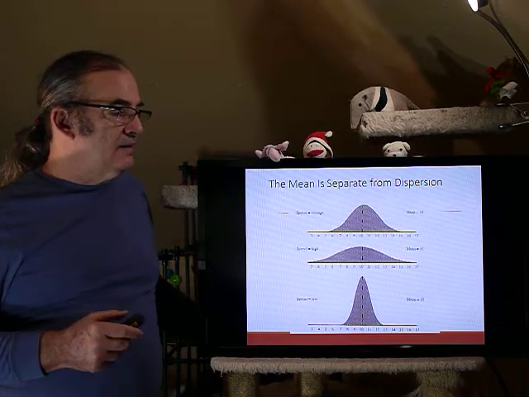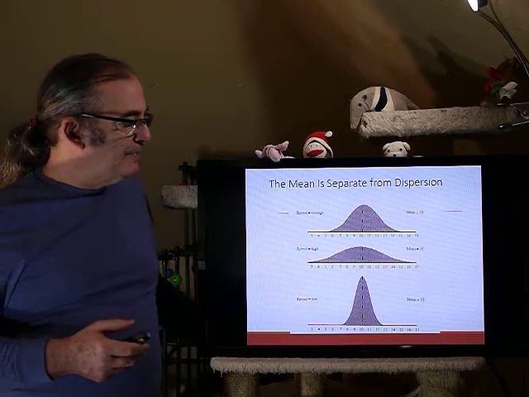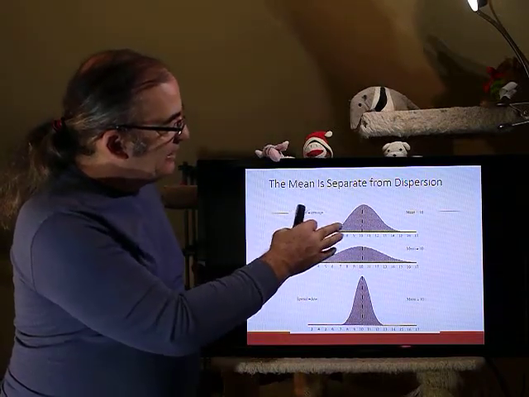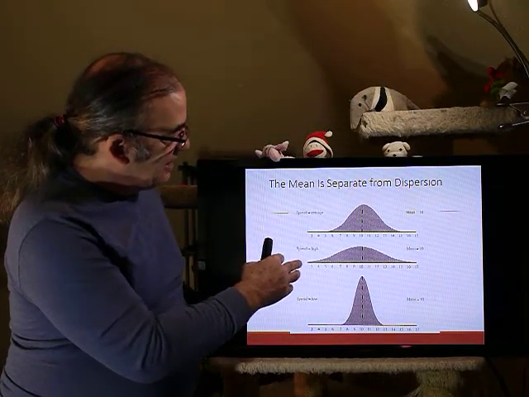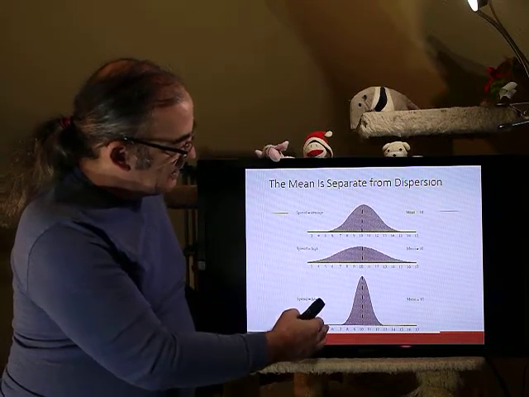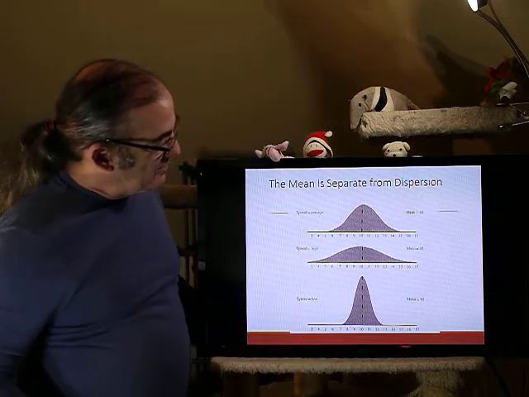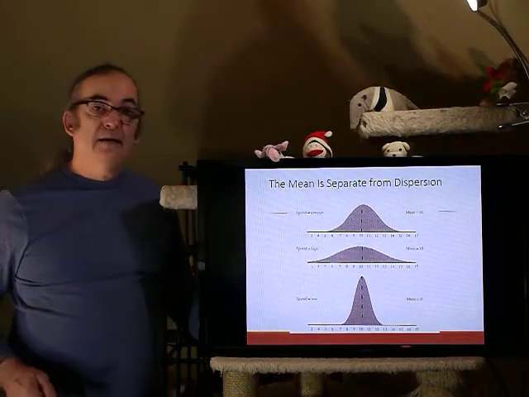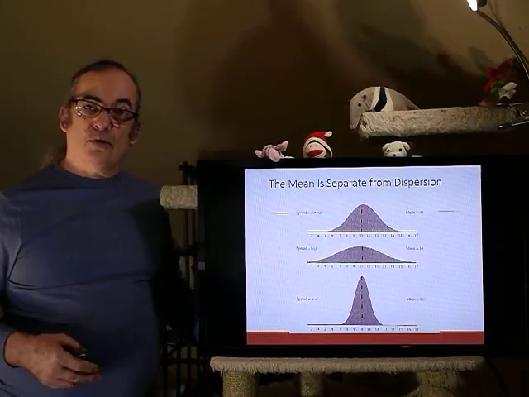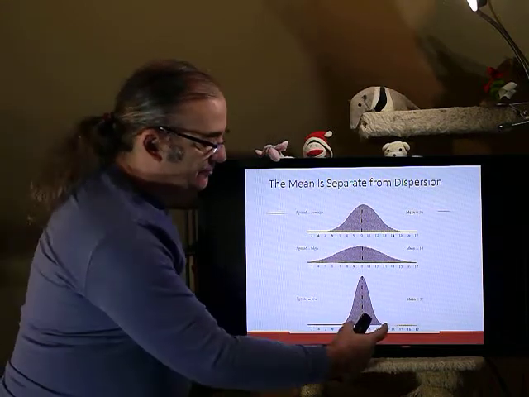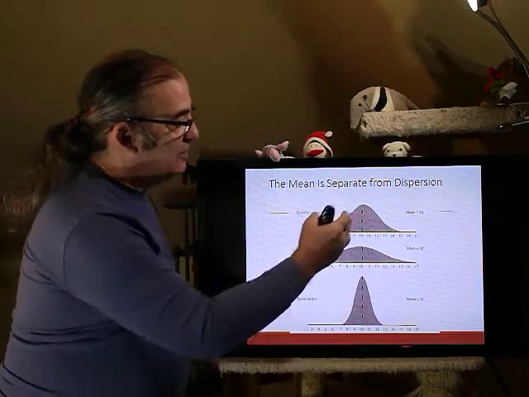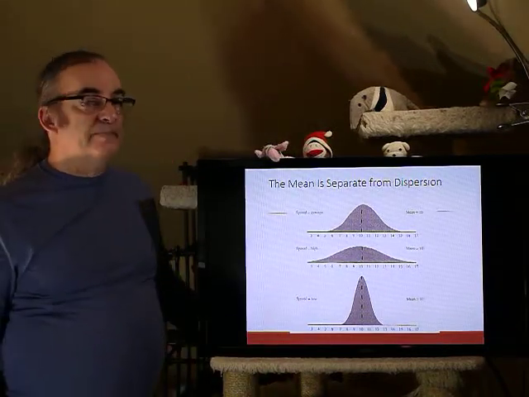But the mean is separate from the dispersion. The variance is different. The spread is high here, and the spread is low here. Notice that all three distributions have the same mean at 10, but the distribution of scores varies significantly: a very narrow range of scores, a very broad range of scores, and somewhere in between.